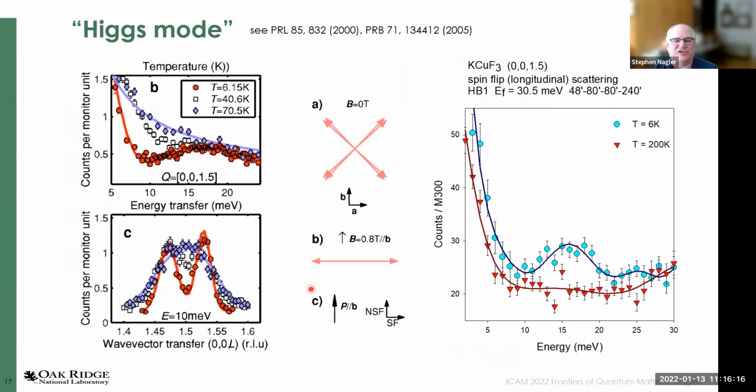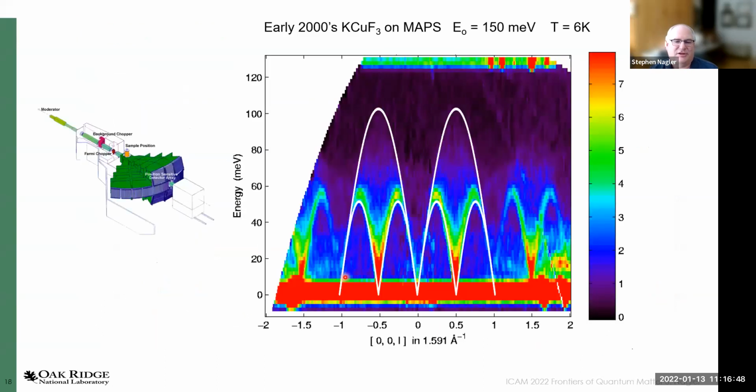And one can arrange to do an experiment using polarized neutrons, which it turns out, I won't go through all the details because it will take a bit of time, but we can set things up so that what we call spin flip scattering comes from purely longitudinal excitations. And you can see here a result of a measurement at that same wave vector. And at 6 Kelvin, I've got a lump of scattering that corresponds to this longitudinal mode or Higgs mode. And when I go to high temperature, that's gone, and I come back to the continuum.